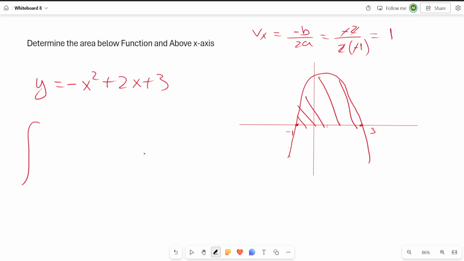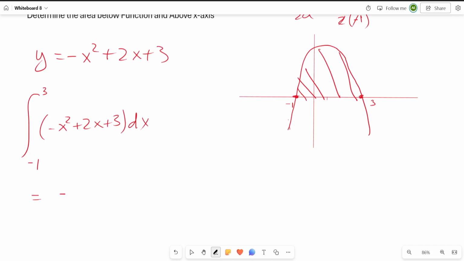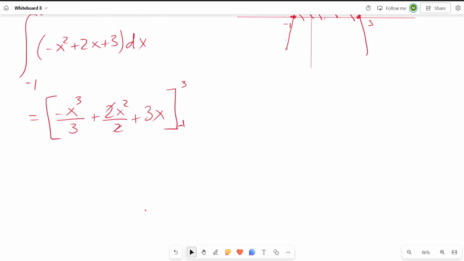So we will need to integrate. And what are our bounds? Our lower bound is minus 1, because I'm integrating from here up to here. So minus 1 up to 3 of minus x squared plus 2x plus 3 dx. So let's start to integrate. So this is going to equal minus x cubed over 3 plus 2x squared over 2 plus 3x. And since this is a definite integral, I'm not going to include any constant of integration. I'm just going to evaluate on those two values. This 2 and this 2 will cancel. And let's try and solve this.